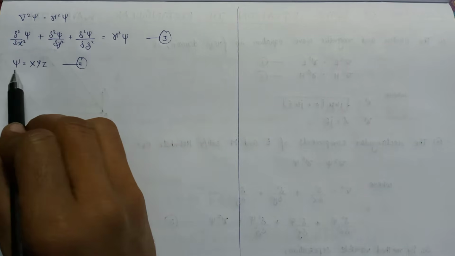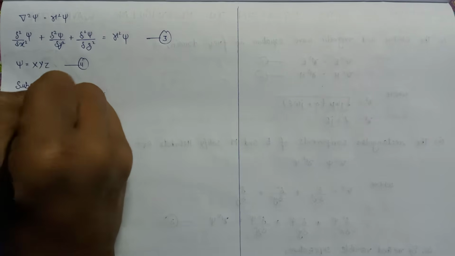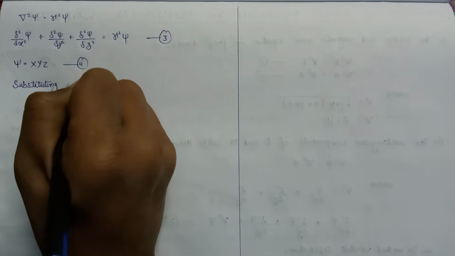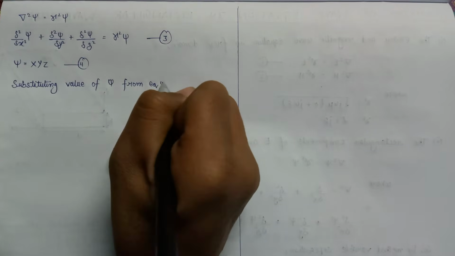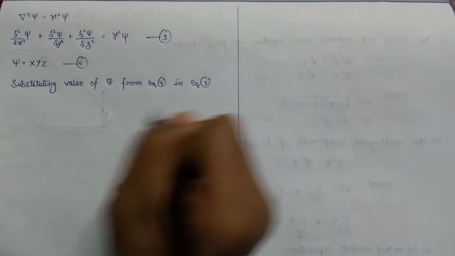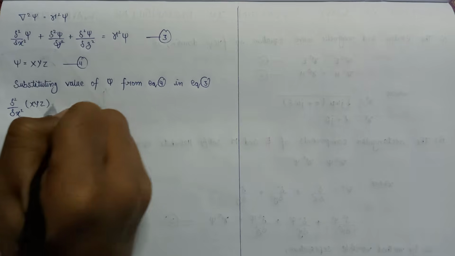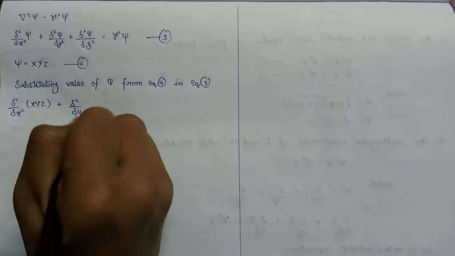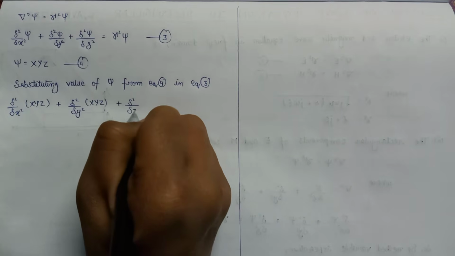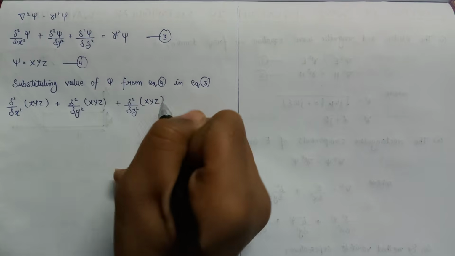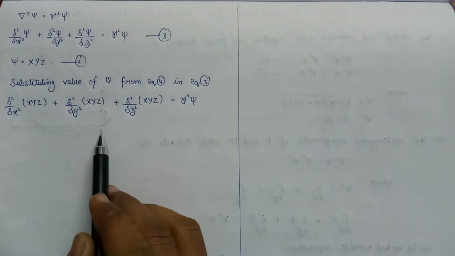Now if we substitute the value of psi from equation number 4 in equation number 3, then we get the expression: del 2 over del x square of capital X, Y and Z plus del 2 over del y square of capital X, Y and Z plus del 2 over del z square of X, Y and Z equals gamma square into psi. So this is the equation that we get.